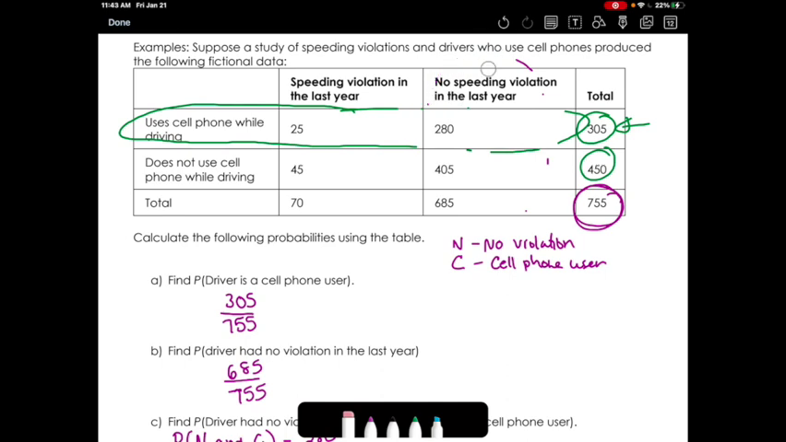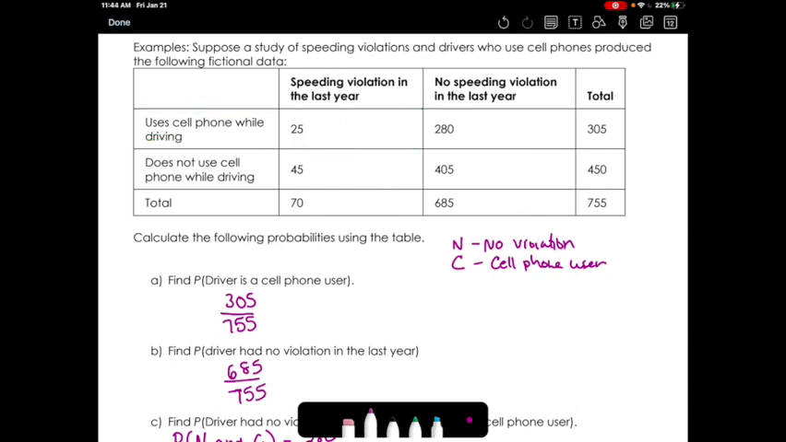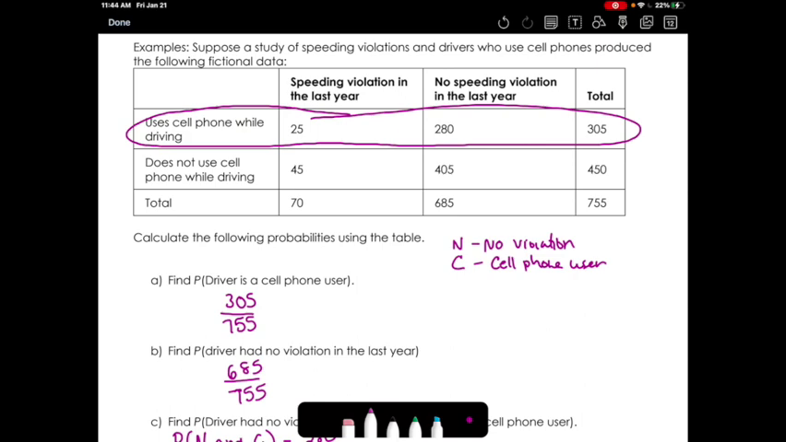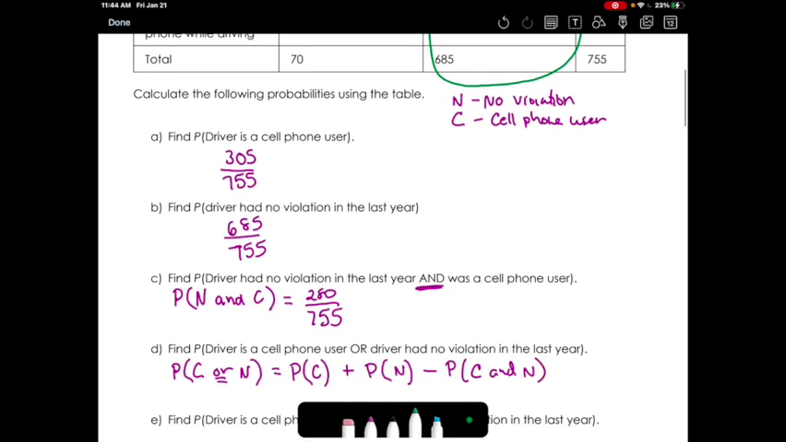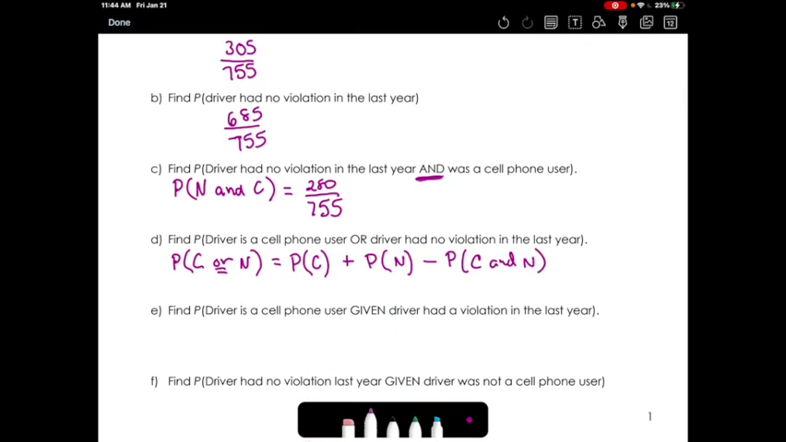table. Let me delete what we've done so far. That way it doesn't get too cluttered. Okay, so the people that use a cell phone while driving, that's this group here. There's a total of 305 in that group. But when we look at the total of people that didn't get a speeding violation, that's the 685.